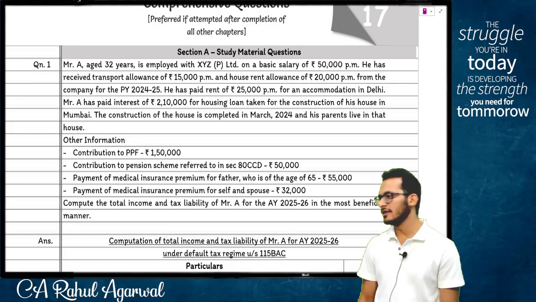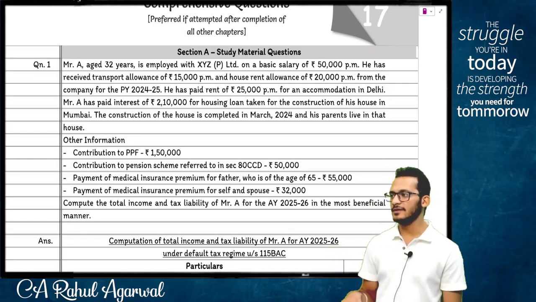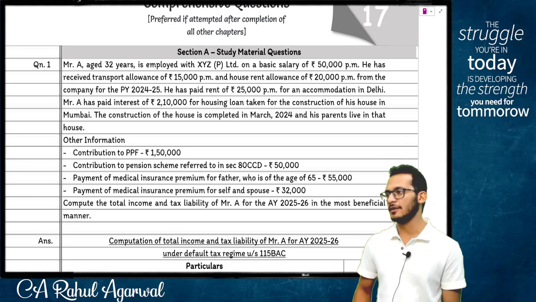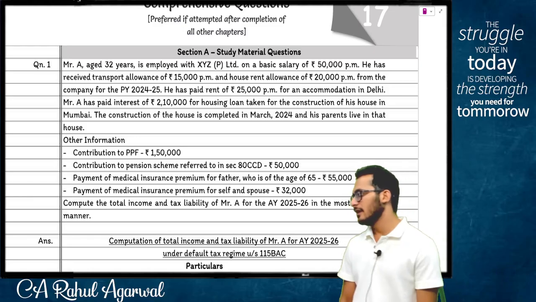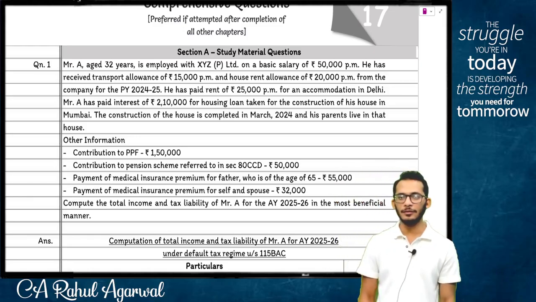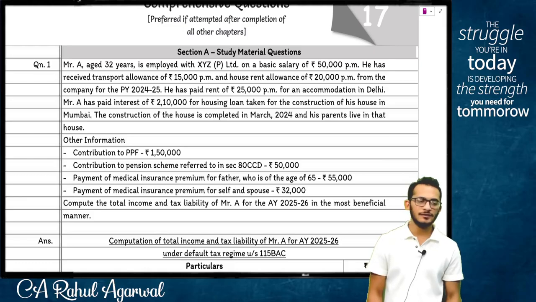Or you can either do this, or you can do for the first 2,50,000 0, for the balance 5,000 at 5%, then put a rebate and give the answer. The logic doesn't matter, but you need to mention this in English. Clear enough? Yes, this is your first half of the question, people.